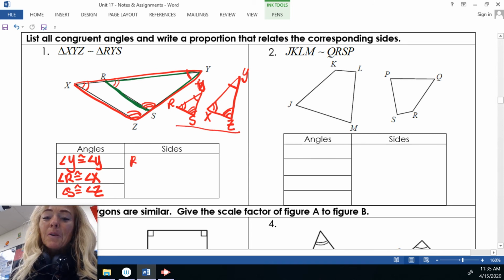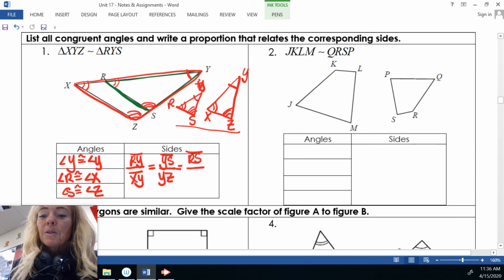So side RY, so I went 2 to 1, is not congruent to, but proportional with XY. Okay, and that ratio is going to equal YS, which is 1/3 to YZ, which is equal to RS, which is 2 to 3 arcs, so XZ, 2 to 3 arcs.